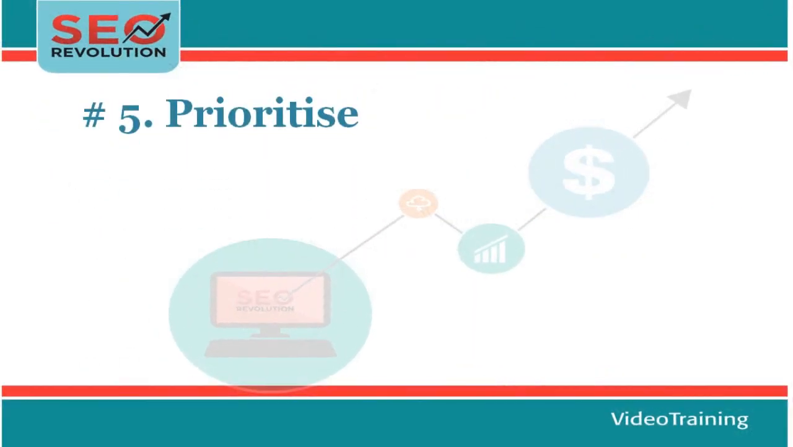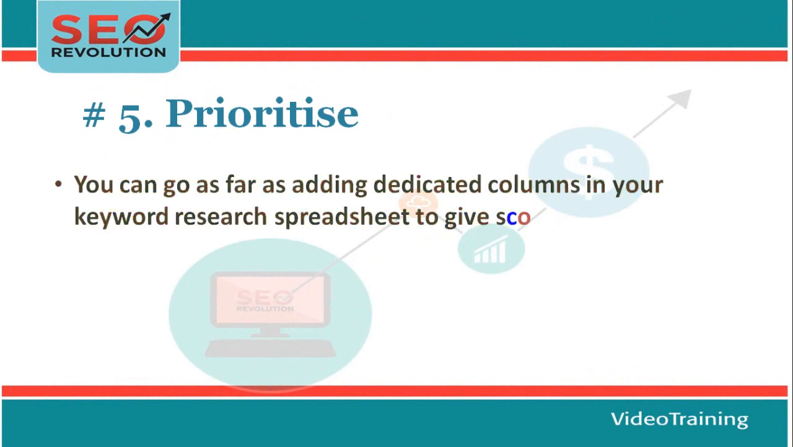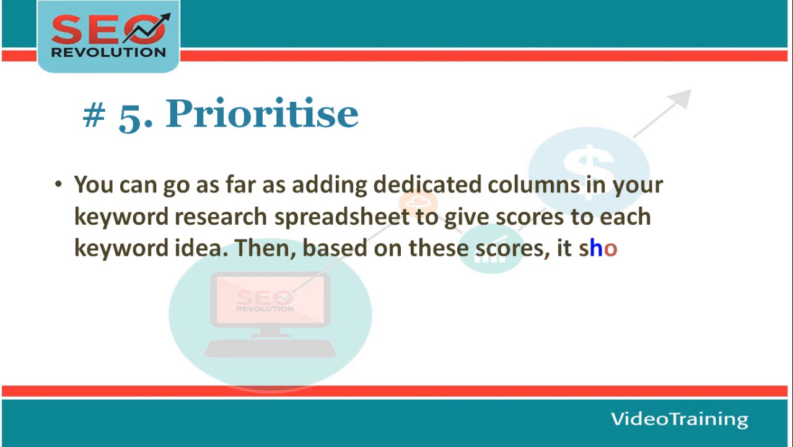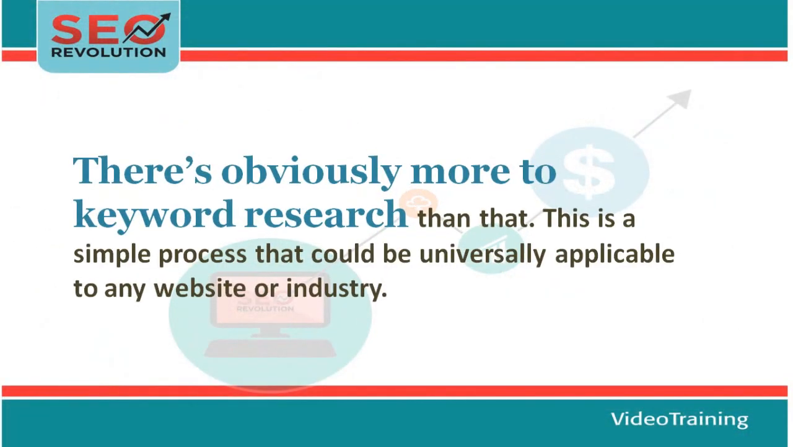Number 5. Prioritize. You can go as far as adding dedicated columns in your keyword research spreadsheet to give scores to each keyword idea. Then based on those scores, it should be fairly easy to pick the low-hanging fruit with the best ROI. There's obviously more to keyword research than that. This is a simple process that could be universally applicable to any website or industry.